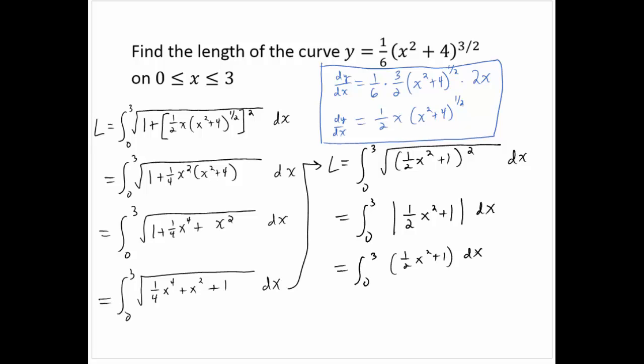simple integral. So the arc length would then be, let's see, the antiderivative of 1/2 x squared would be 1/6 x cubed, and the antiderivative of 1 is x. And evaluating that from 0 to 3, or using a calculator, we get that the arc length is 15/2.